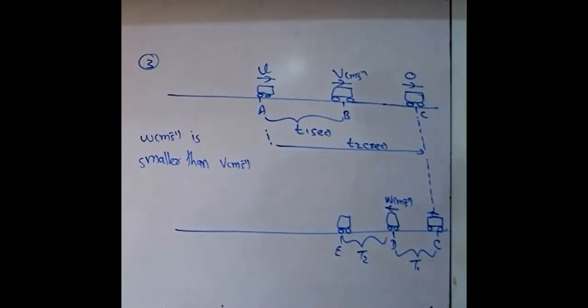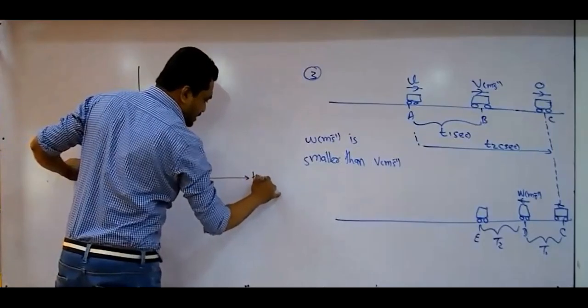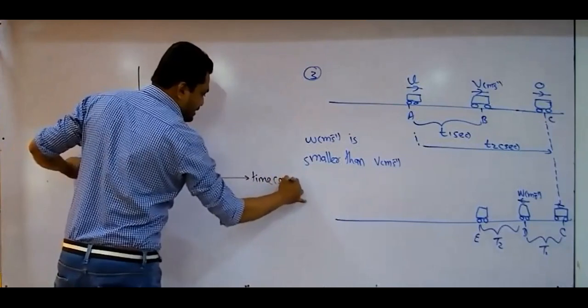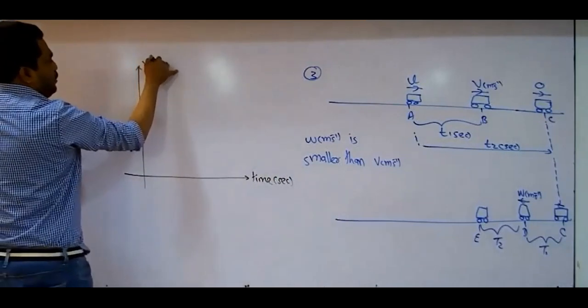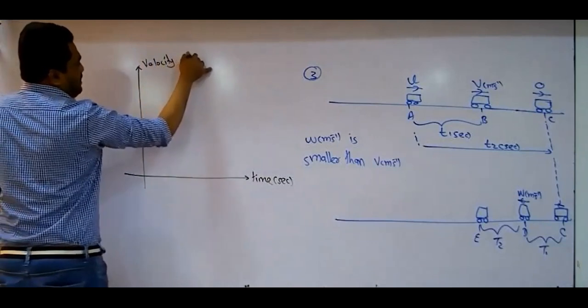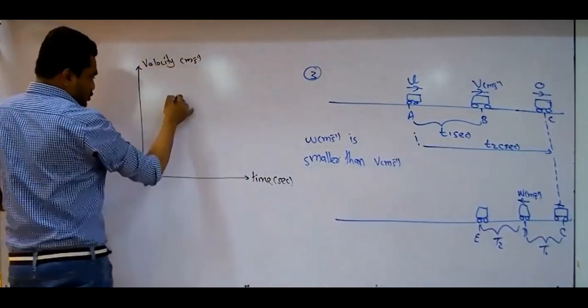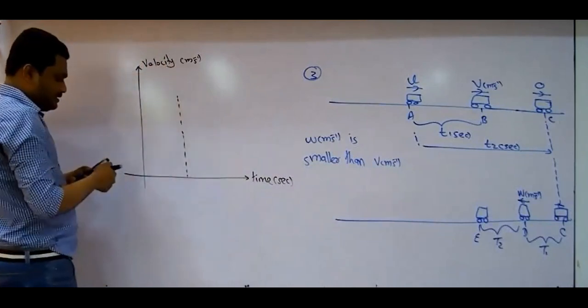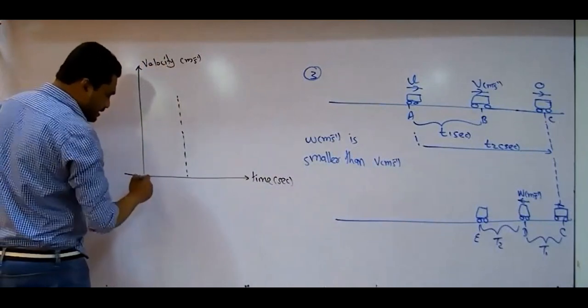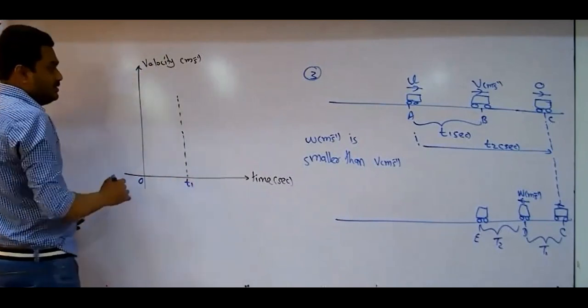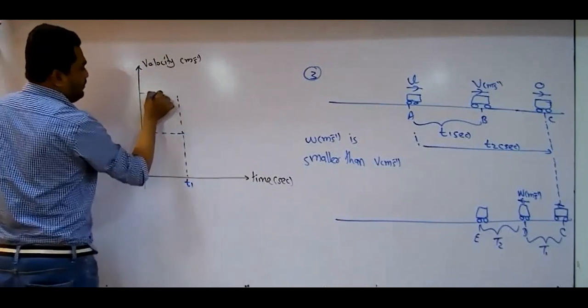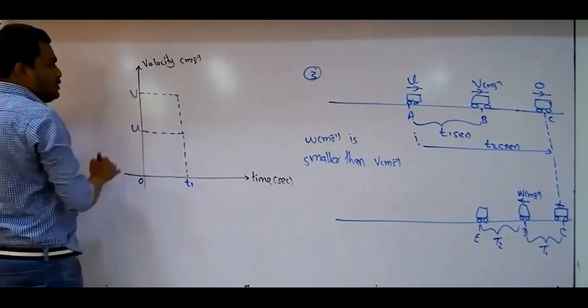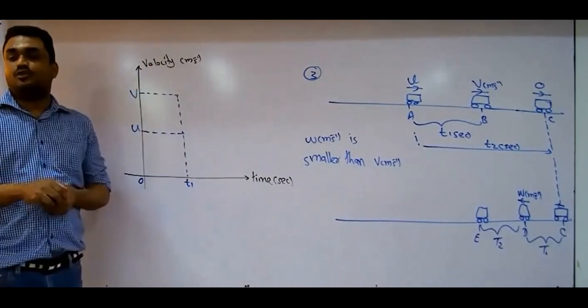Right, now let's come to the graph here. How is this story represented in a velocity time graph? This is time measured in seconds. This is velocity measured in meter per second. So the first thing is this. During the time period 0 to t1, the velocity increases from u meter per second to v meter per second. That's the first thing you should recognize.